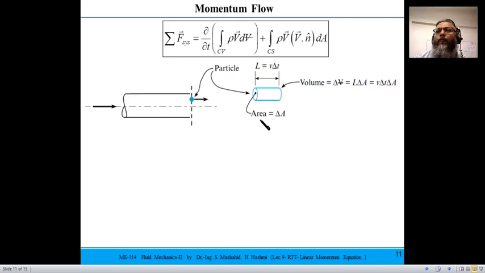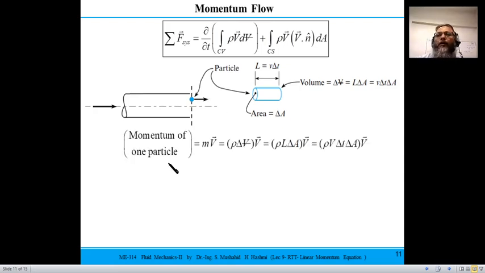Delta A is a small area, and how much would the length be? There is a certain velocity with which the particle is crossing that surface. So the velocity is v, and the time it takes is, let's say, delta t. The length would be meters per second multiplied by seconds, which gives meters. So this length would be v times delta t. If I am interested in the small volume of this particle, it is the length multiplied by this area, so v times delta t times delta A. This is the small volume of the fluid particle which is crossing that surface.